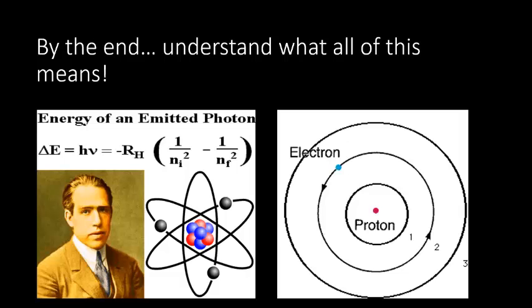First off, by the end, I want you to understand what all of this means: the energy of an emitted photon, who that gentleman on the bottom left is, and what those two models on the right look like. This might seem a little overwhelming, but let's take it one piece at a time. How do we get here?